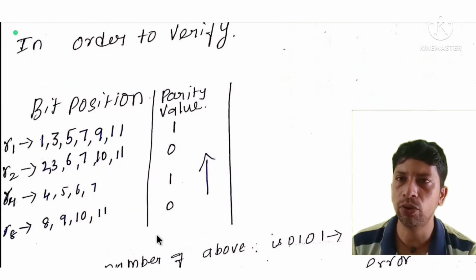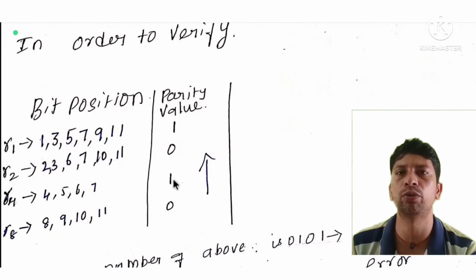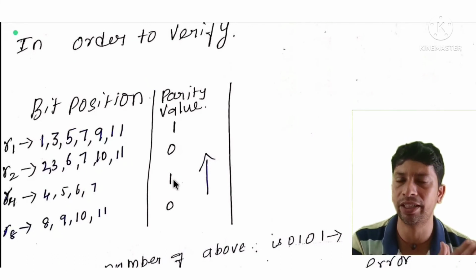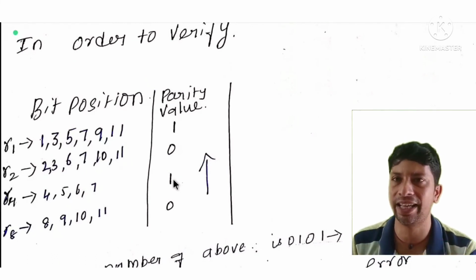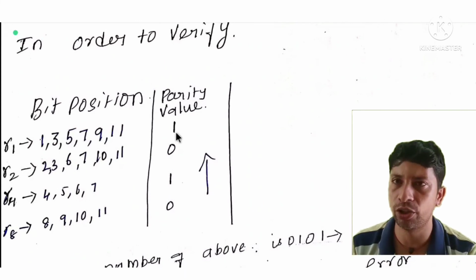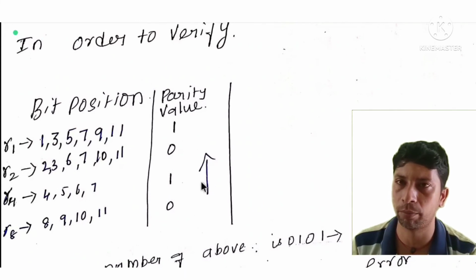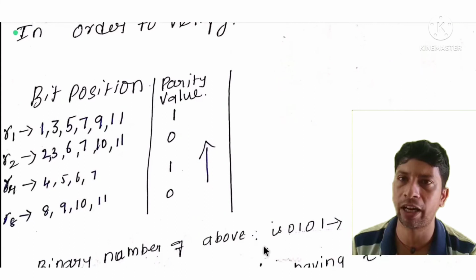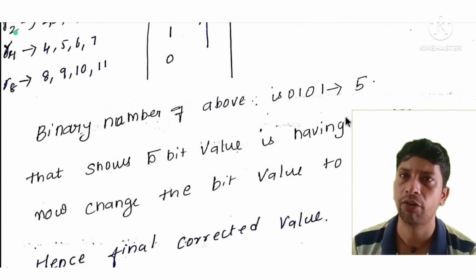Now if you get all these values to be 0, then that means it is error free. As in this case, I am getting 1, 0, 1. So I have to go from this side, that is 1, 0, 1. It can be written as 0, 1, 0, 1. What is the value of this? The value of this is 5.